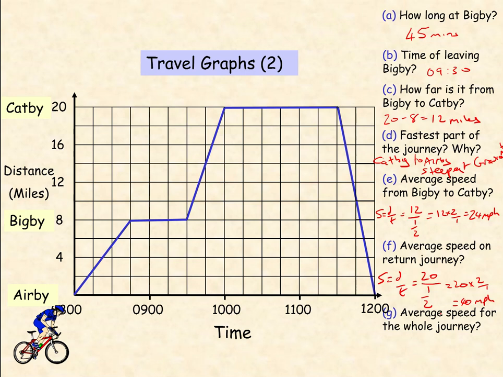And the average speed for the whole journey then. So we started at Air B, travelled to Cat B, 20 miles, and then from Cat B travelled back. So that's a total distance of 20 and 20, which is 40 miles. So let's write that down. S is equal to d over t equals 40 over, and now the time taken to go from Air B and then get back to Air B. 1 hour, 2 hours, 3 hours, 4 hours. So that's 40 over 4, which is 10 miles per hour.